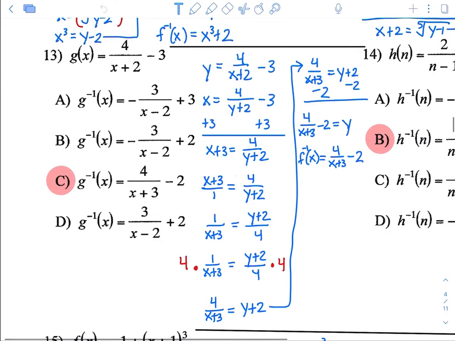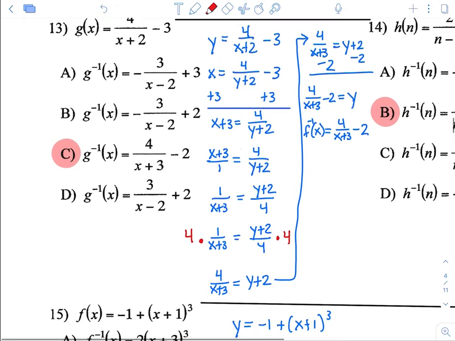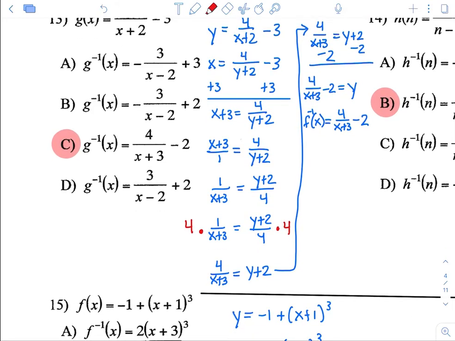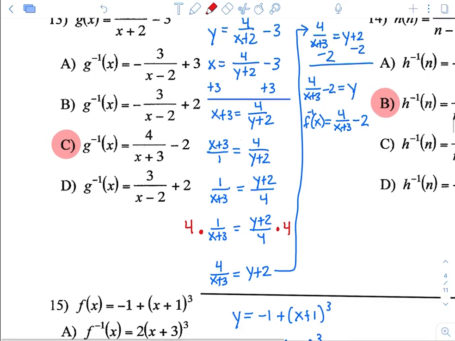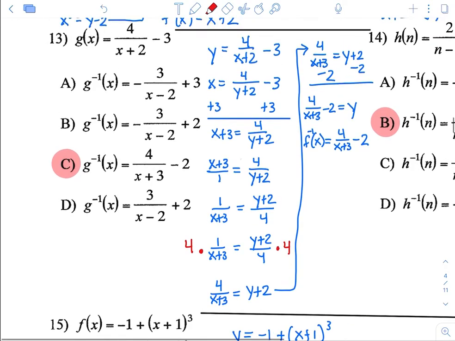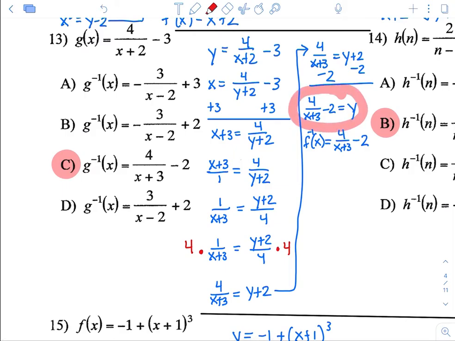So back to this. If I flip this side, so that's y plus 2 over 4, that means I must flip that side. So that side is going to be 1 over x plus 3. Now just solve for y, isolate y still. I'm going to multiply both sides by 4. So 4 times that, you just multiply it to the numerator. So 4 over x plus 3 equals y plus 2. Subtract 2 from both sides, and we get this. Finally isolating y, and then the y becomes f inverse. So we get 4 over x plus 3 minus 2 as our inverse. So that is C.